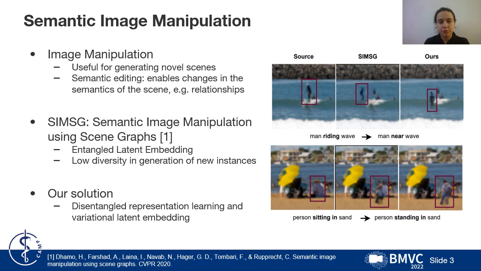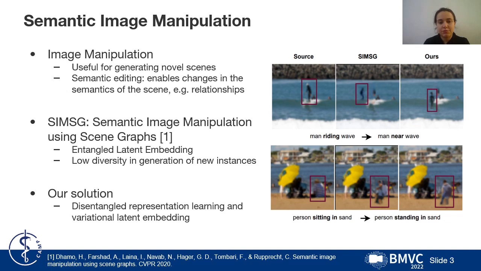In this work, we propose a new method for semantic image manipulation. Image manipulation can be useful for generating novel scenes, and semantic editing enables changes in the semantics of the scene, which could be, for example, the relationships between the objects. To the right, you can see two examples of such changes in the scene. For example, in the upper image, we change man riding the wave to man near the wave, or in the lower image, we change person sitting in the sand to person standing on the sand.